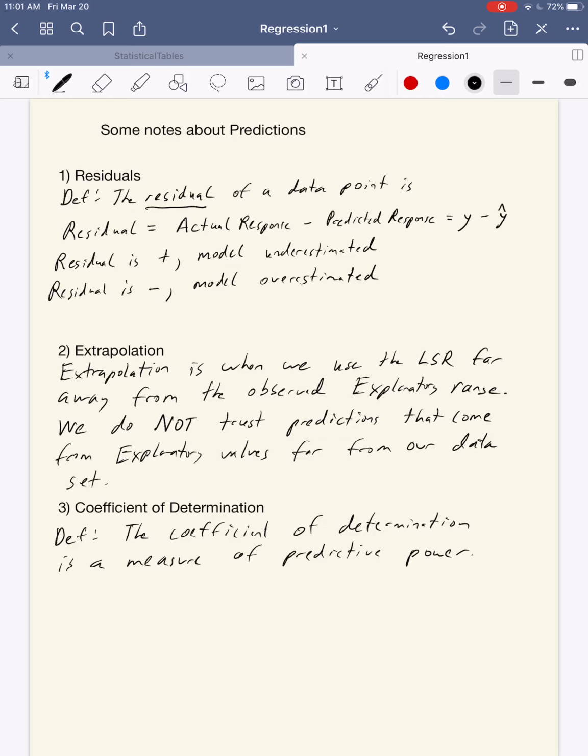We never like predictions that are outside our data range. That's what extrapolation is saying. But when we're inside our explanatory range, we still need to measure how good those predictions are going to be. And the coefficient of determination does that.